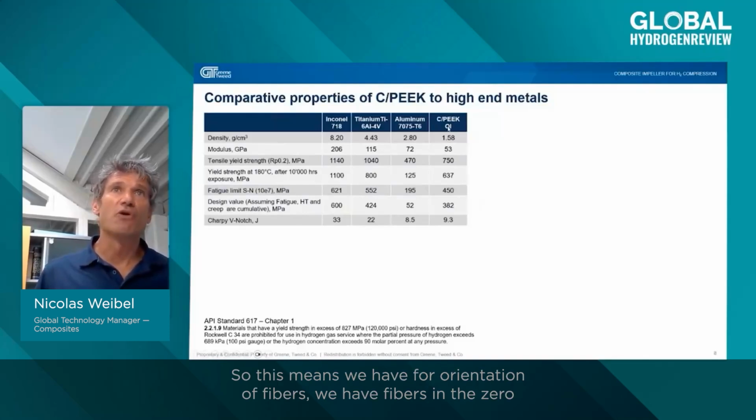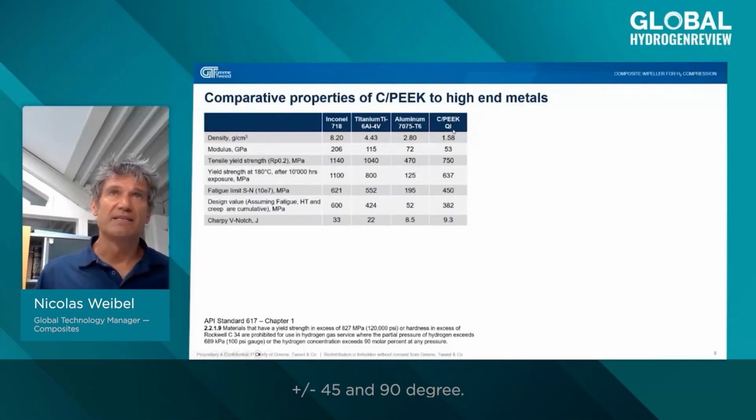So this means we have 4 orientations of fibers. We have fibers in the 0, plus, minus 45, and 90 degree.